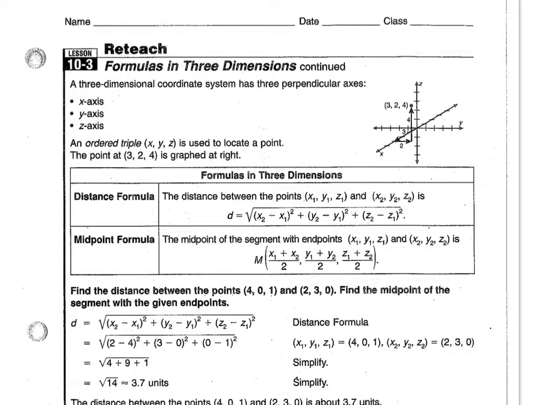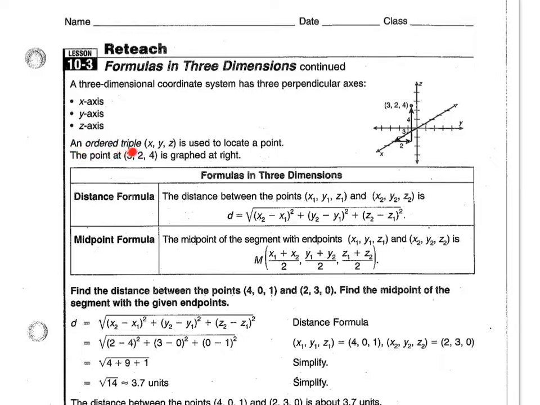Now the second part of this section, the continuation, is finding the distance between 2 points that are in a three-dimensional coordinate system. Okay, so we could have a three-dimensional coordinate system, and in this case we are talking about having an x-axis, a y-axis, but then we have a third axis, which is the z-axis.